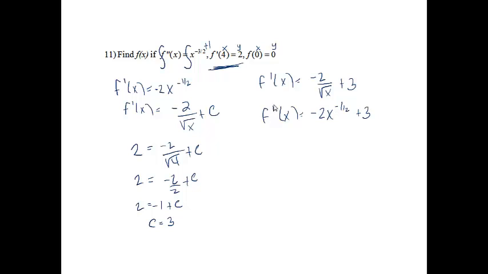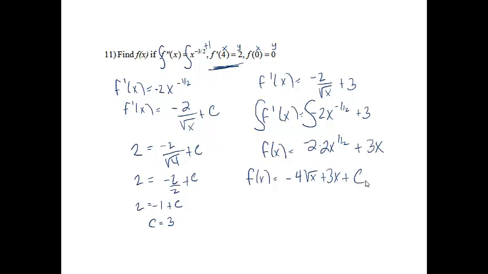Okay, to get from the first derivative back to the original, again, I'm going to take the integral of both sides. So I will end up getting f of x. On this one, if I increase my power by 1, I'll get x to the 1/2 times the reciprocal up front, which will be 2. And then plus the integral of 3 is 3x. So if I rewrite this, I will get negative 4 square root x plus 3x, of course, plus c again.